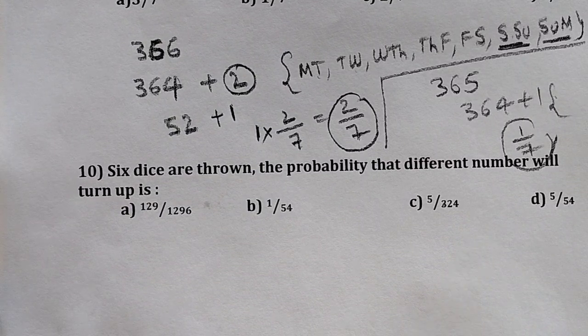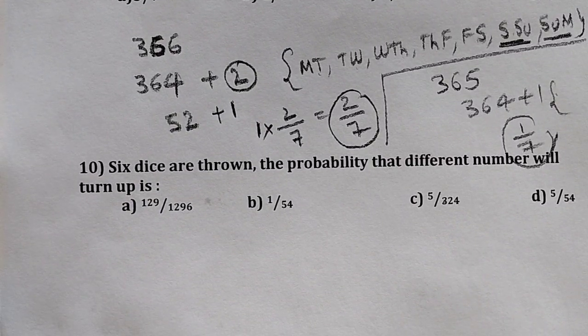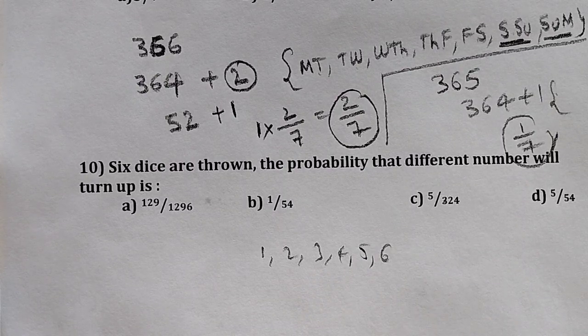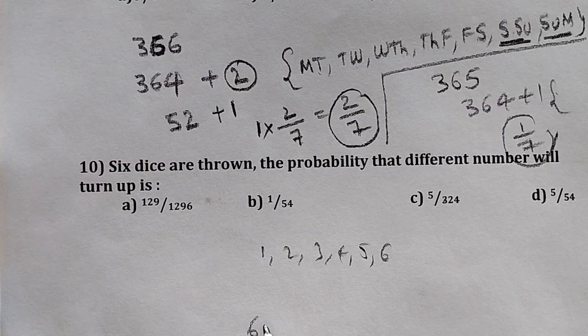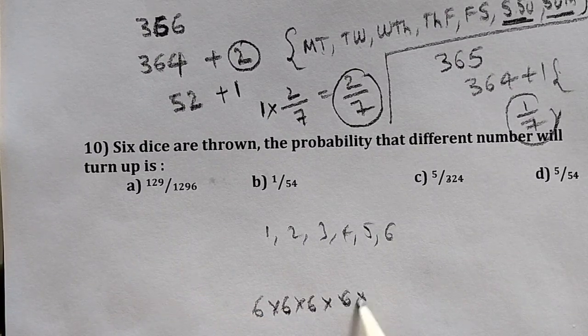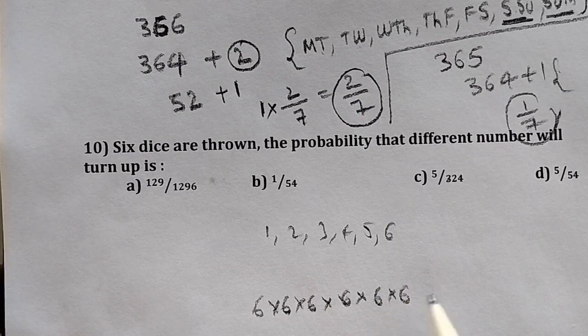Now the 10th question. 6 dice are thrown. The probability that different numbers will turn up is. Different numbers means, what are the numbers we have on each die? 1, 2, 3, 4, 5, 6. So 6 dice are thrown. What is the total number of outcomes? While throwing 2 dice, the number of outcomes is 6 into 6. While throwing 3 dice, we get 6 into 6 into 6, and so on. In case of 6 dice, the total number of outcomes is 6 power 6.